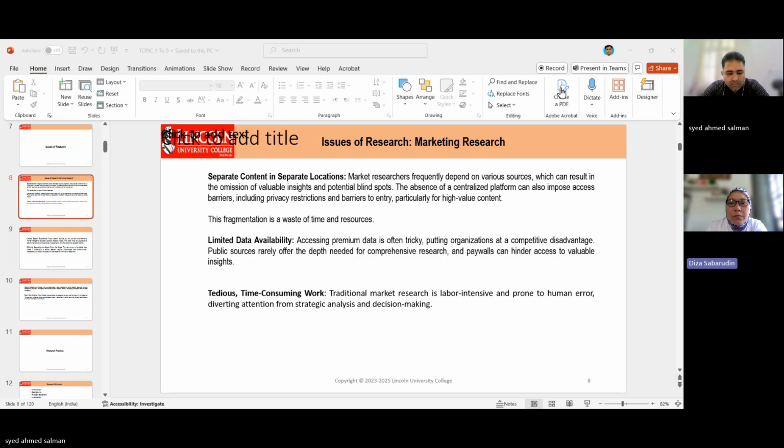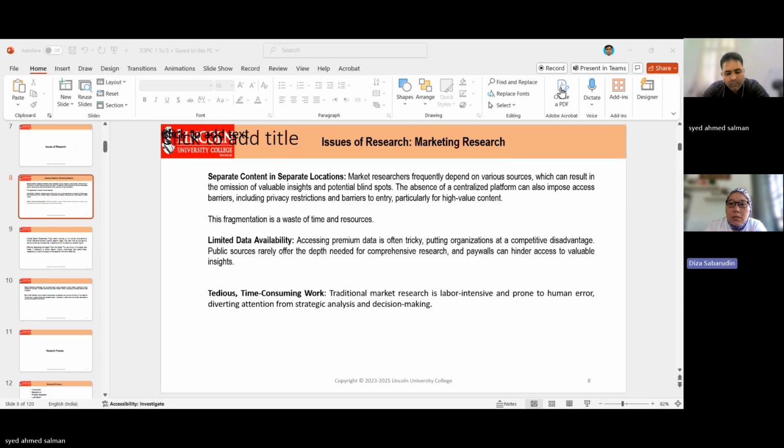Then for tedious or time-consuming processes, we can use digital tools like Google Forms or AI to speed up data collection or analysis. We might plan ahead with a clear timeline and assign specific roles to streamline tasks and automate repetitive tasks where possible.